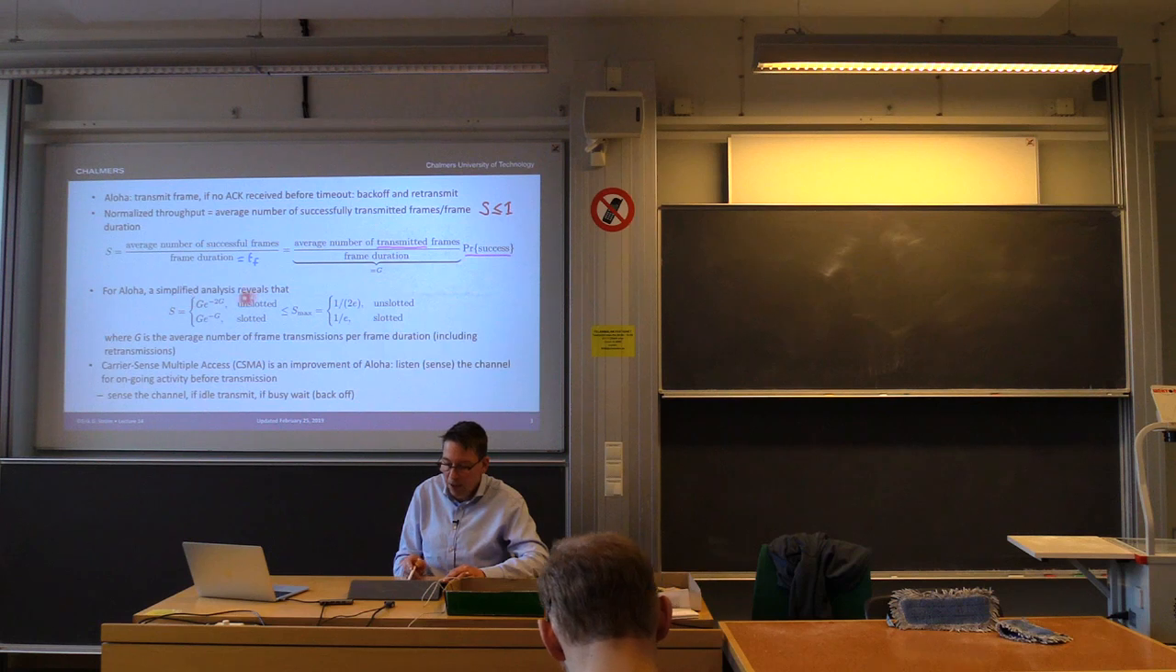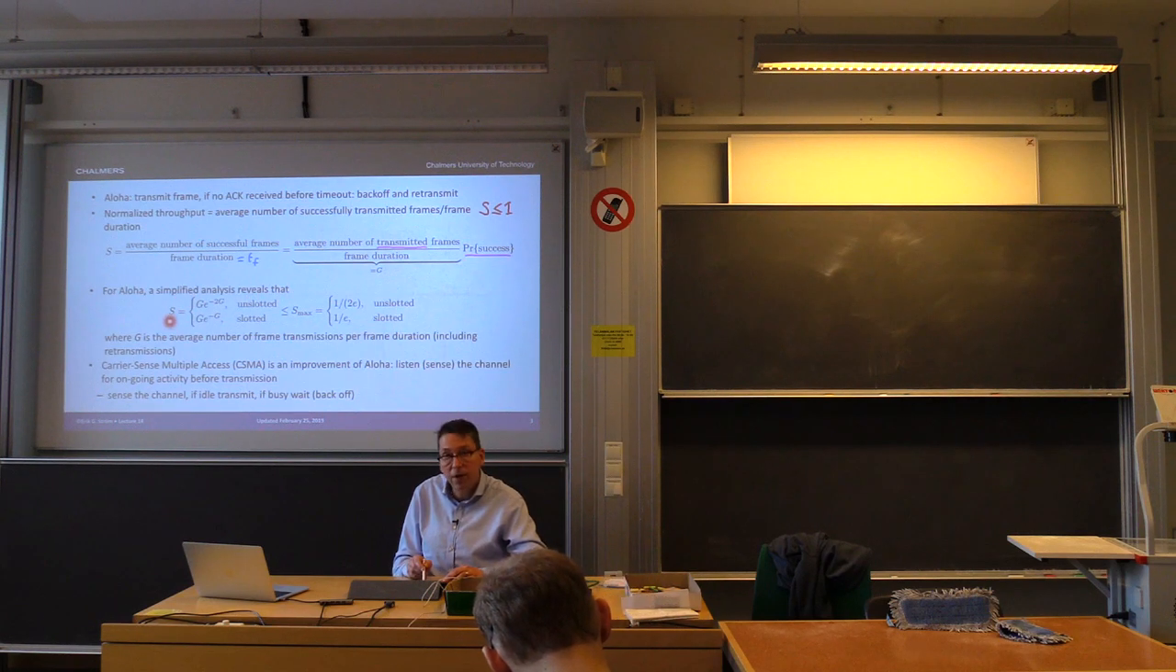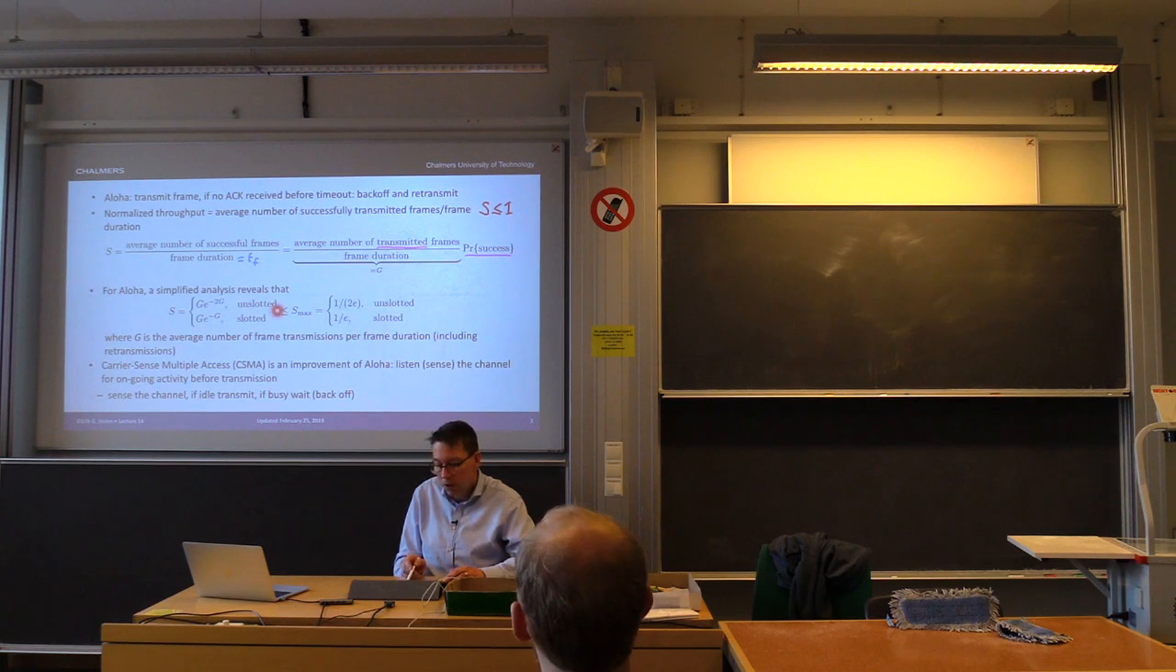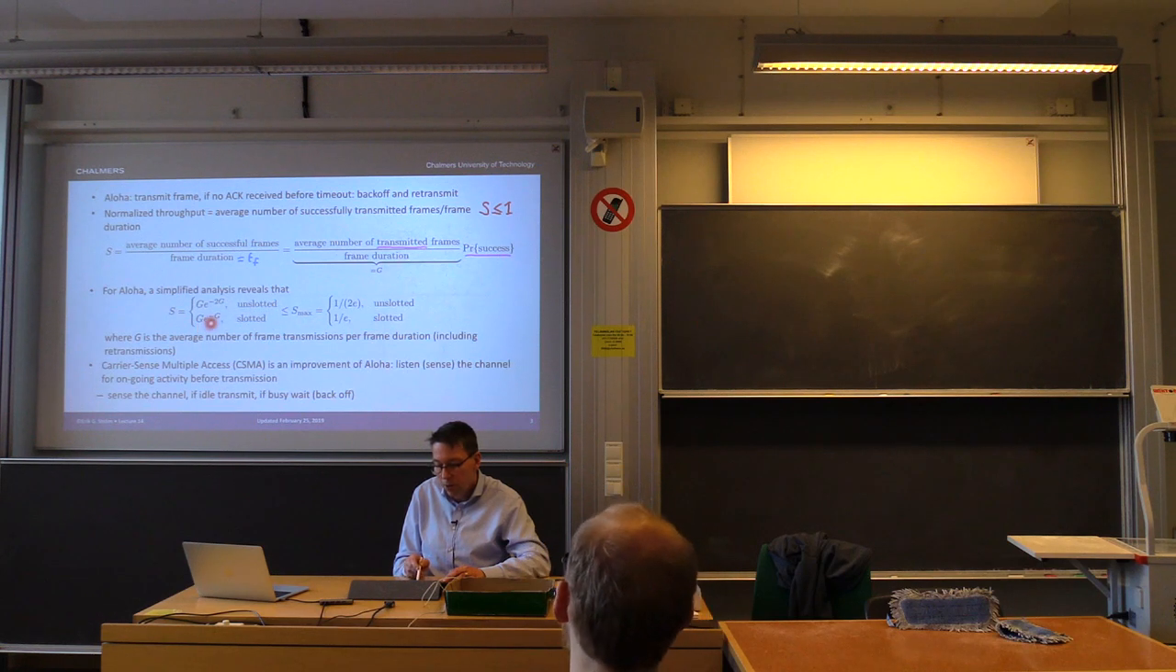And then a very simplified analysis shows that S here has a very simple equation: G times e to the power of negative 2G when it's unslotted ALOHA, or G times e to the power of negative G when it's slotted. And if it follows like this, we can then calculate what is the best G, in the sense that we maximize the system throughput, S. And then it's easy enough to show that both of these will be less than S max, which is 1 over 2e for the unslotted case, or 1 over e for the slotted case.